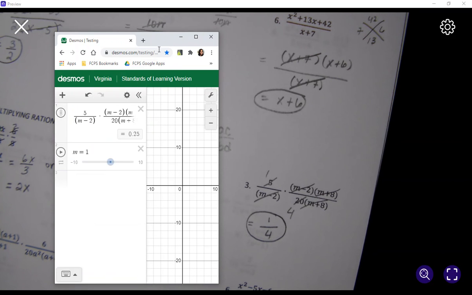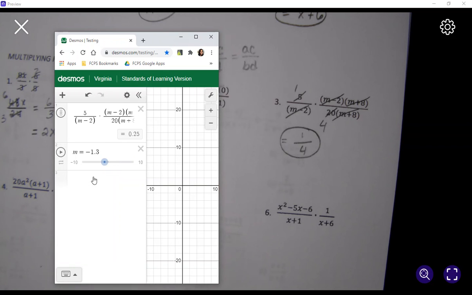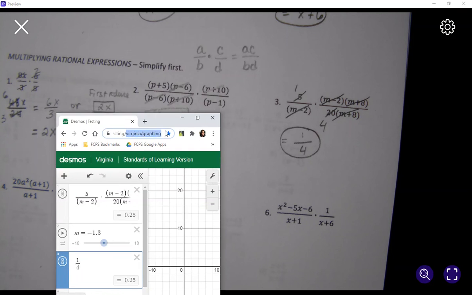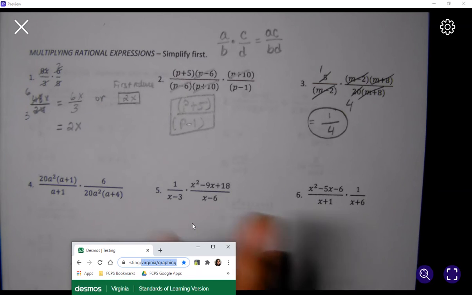Add a slider. You can add any number you want, and it's still just going to give you 0.5 because 1 over 4 is 0.5. Okay, so it's definitely correct. All right, let me finish these last 3 problems.